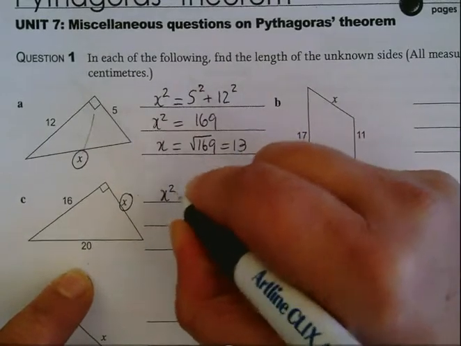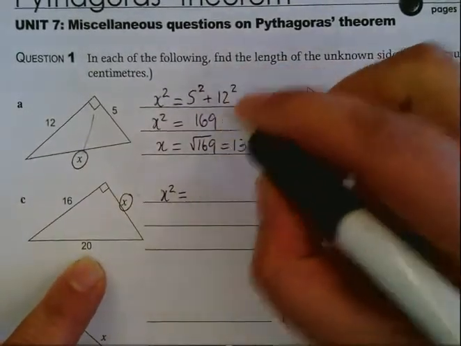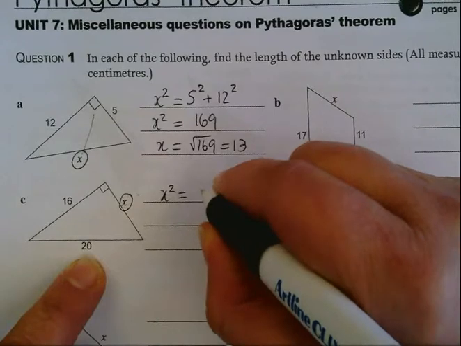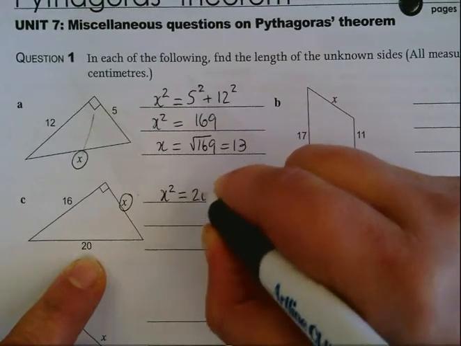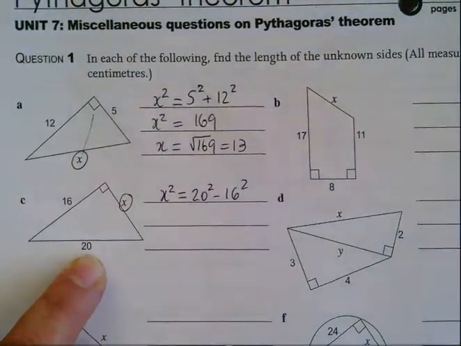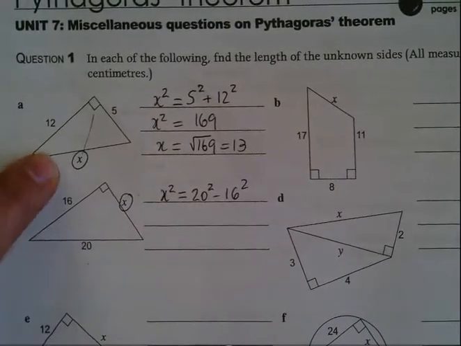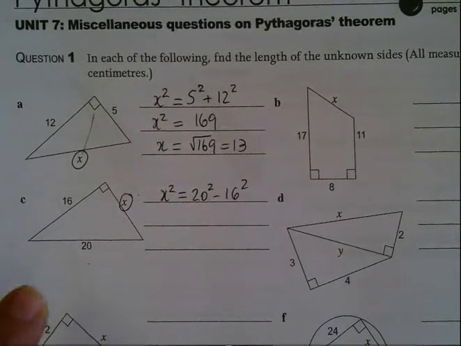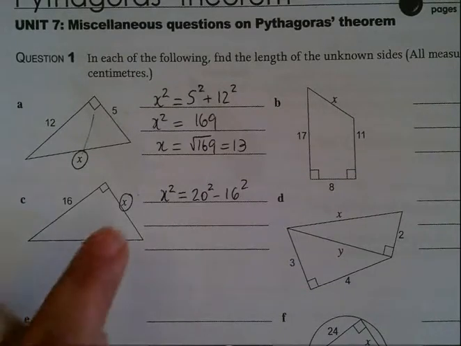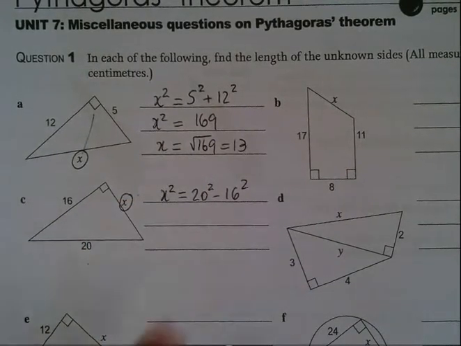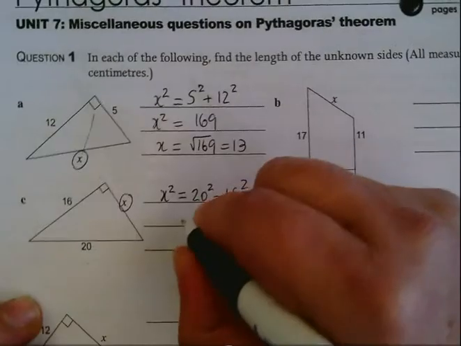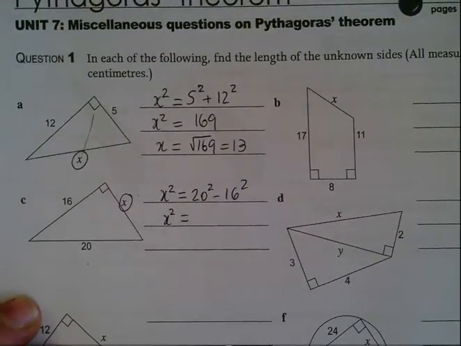I like to write it as x squared is what? 20 squared minus 16 squared. It's because x squared plus 16 squared is 20 squared. If you're finding the shorter side, a short is the longer one minus the other short one. Does that make sense? So the short one is the longer one minus the other short one, but it's everything squared. So it's 20 squared minus 16 squared.